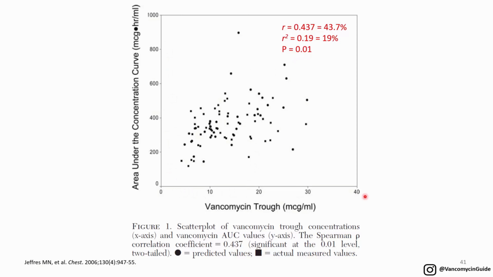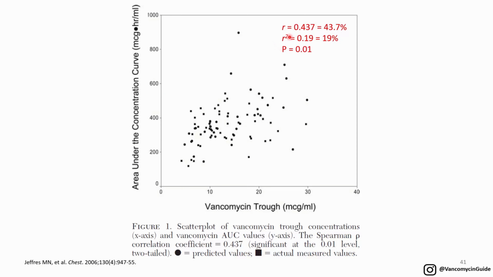So in this graph on the horizontal axis, we're looking at the vancomycin trough, and on the vertical axis we're looking at AUC, and here you have a scatter plot, and then you can actually get a Spearman P and correlation coefficient. So the correlation coefficient, or R, is 0.43, which means there's a 43, or let's say there's a 44% correlation between trough and AUC, which is horrible. That's worse than a coin flip. So there's only a 43 correlation between trough and AUC.